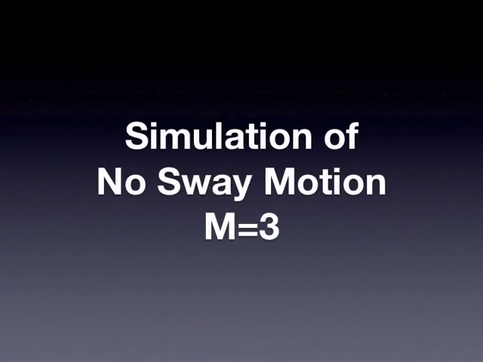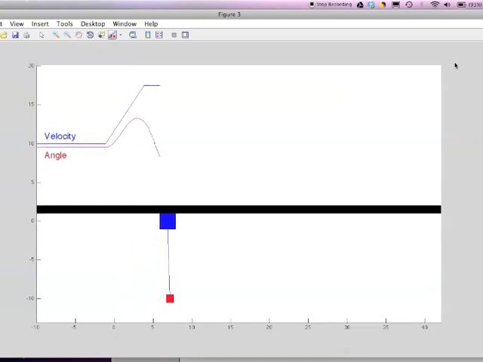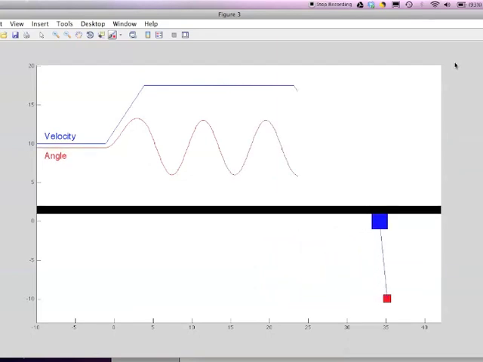We'll now run the simulation again, but this time we'll choose m equals 3. With this value, we'll find the total travel time will be 22.9 seconds. No sway is achieved when the trolley comes to a stop. You'll note the time required to complete the motion was considerably larger when m was chosen greater than m_min.